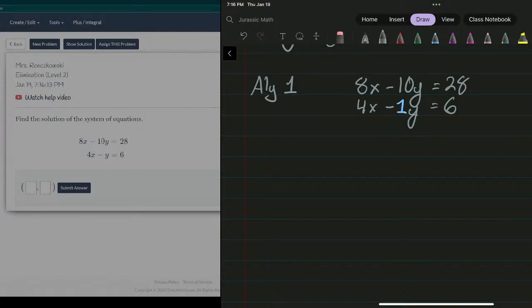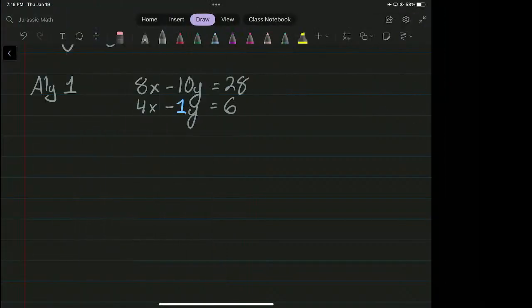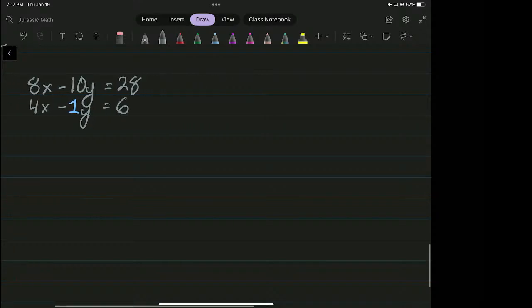Now, whenever you're doing elimination, you want to make sure that the x and the y are on the same side, and then you're going to have to decide, am I going to eliminate the x or am I going to eliminate the y? Well, in this case, we have 8x and a 4x. They're not the same. And we have a 10y and a 1y. Once again, not the same. However, we're going to use multiplication to turn one into the other. It's going to be much easier to turn a 4 into an 8 than it is a 1 into a 10. Because in order to do the 1 to a 10, I have to multiply by 10. Compared to if I just multiply by 2, it's going to be a lot easier because then I don't have to multiply by as big a number.